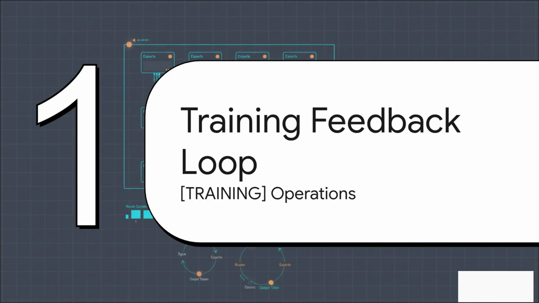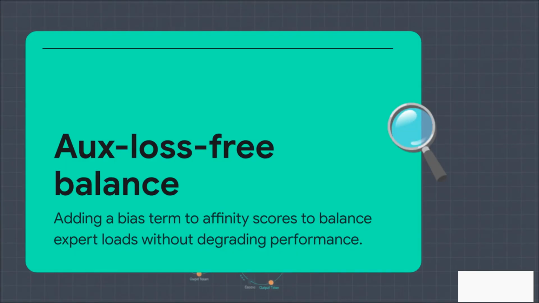Which brings us to section 4, the training feedback loop. Now we're zooming out to look at training operations. Okay, let's zoom out from our single token's micro journey and look at the macro-level control systems governing the entire physical GPU rack during training.